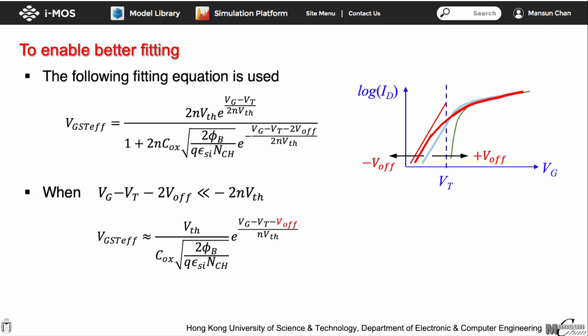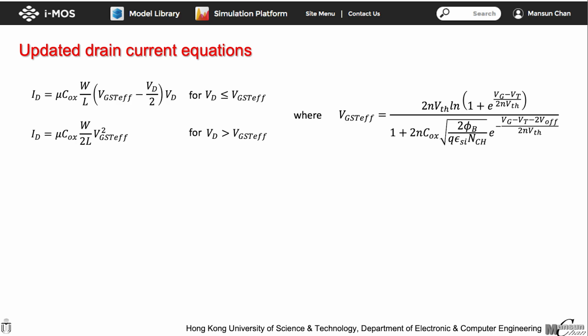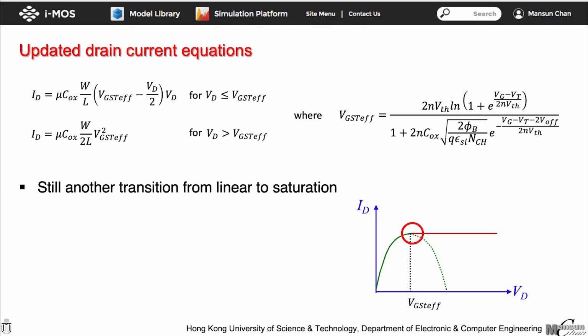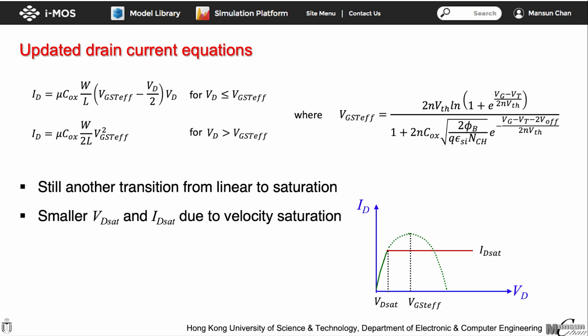After introducing the VGST effective function, the equation describing the MOSFET simplifies from 3 equations to 2. However, whenever there is a switching between these 2 functions, there can be potential concerns at the boundary point. In particular, due to velocity saturation, the transition from the linear region to the saturation region happens at the saturation drain voltage VDSat, which is smaller than VGST effective. The new characteristics are shown in the figure here.